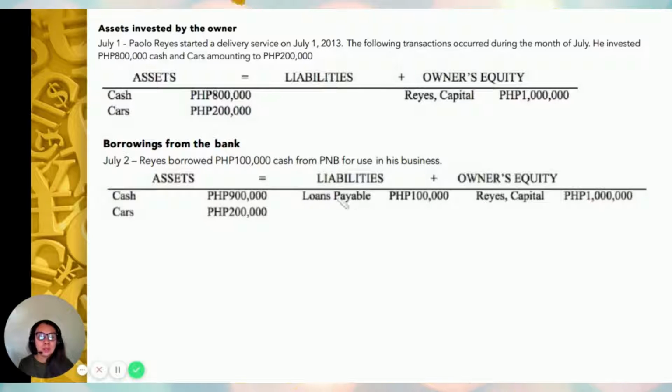So it is loans payable amounting to 100,000. Now, if you're going to get the total of both sides of the equation, this one is 900,000 plus 200,000, which is equivalent to 1.1 million. And on the other side, you have 100,000 loans payable and 1 million Reyes capital. So this is also equivalent to 1.1 million. So our accounting equation is still balanced.